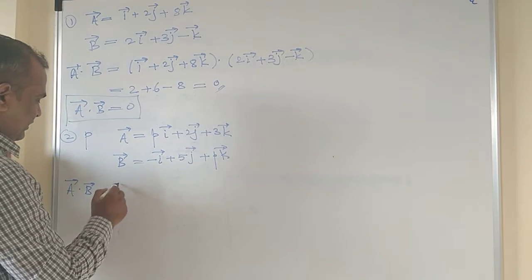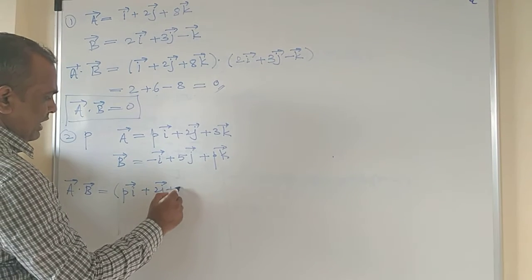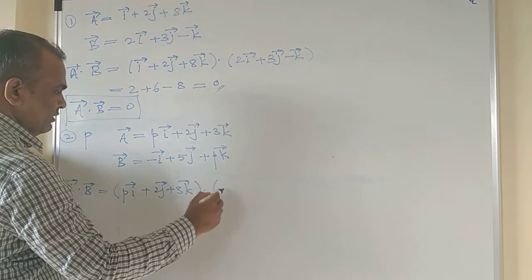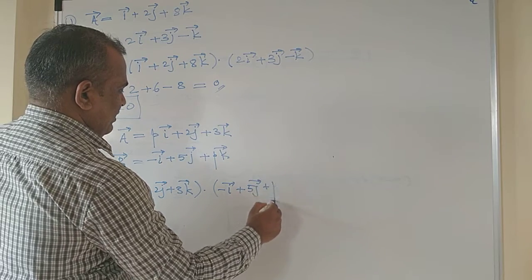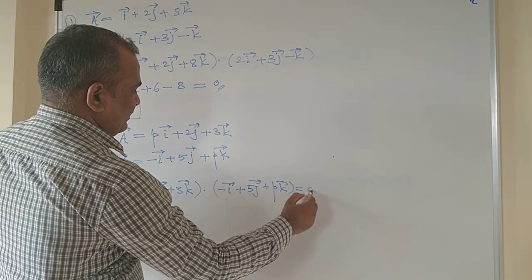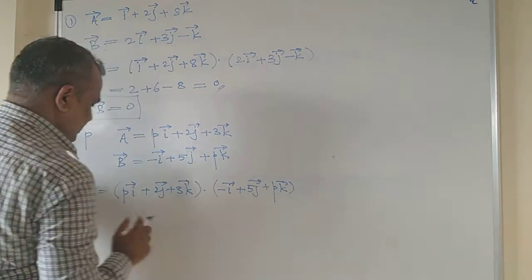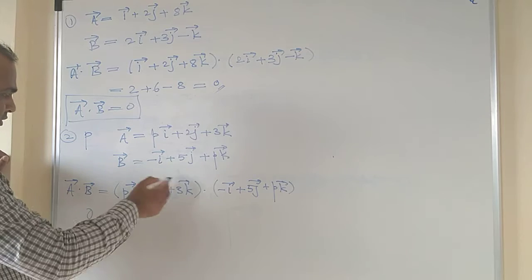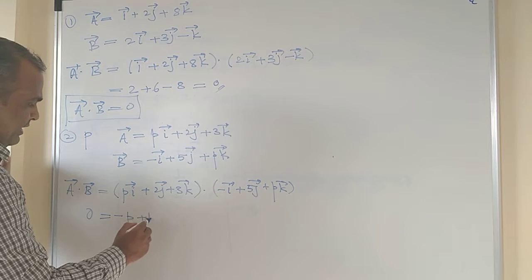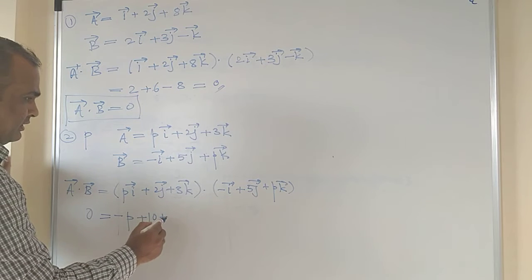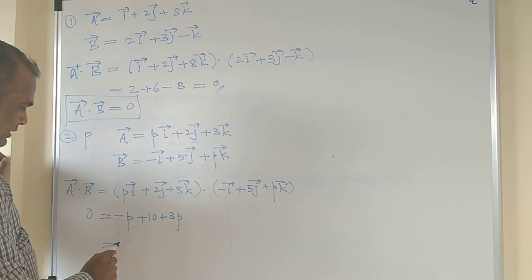So let me take the dot product first. This is equal to i bar plus 2j bar plus 3k bar dot minus i bar plus 5j bar plus p k bar, and this is equal to 0. So let me write this here. So 0 is equal to, now take the dot product. So minus 1 times 1, and this is plus 10, and this is plus 3p. So 3p minus 1, that is 2p, right?